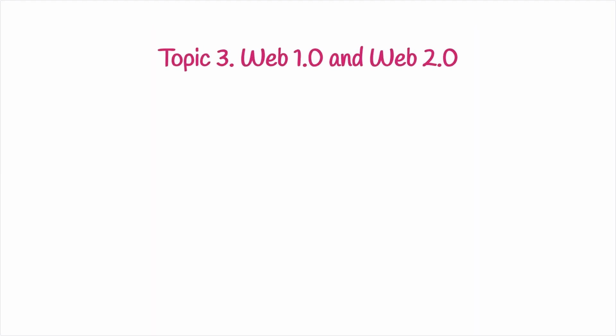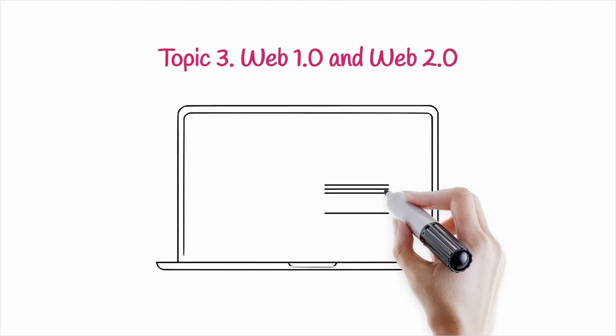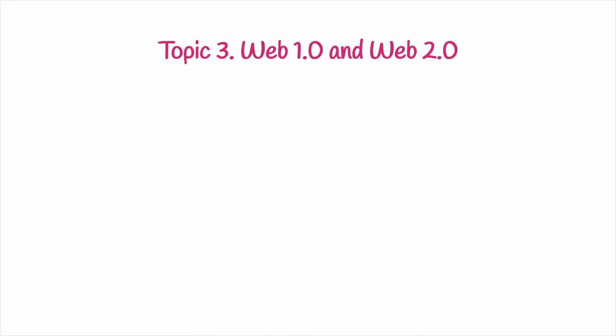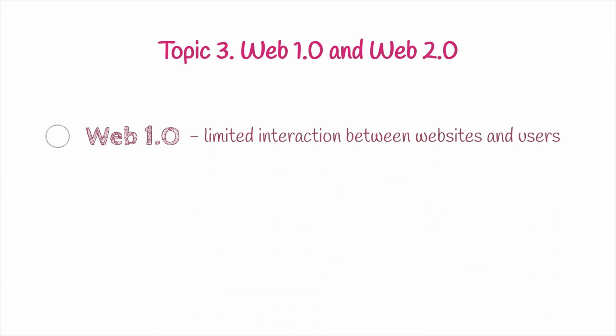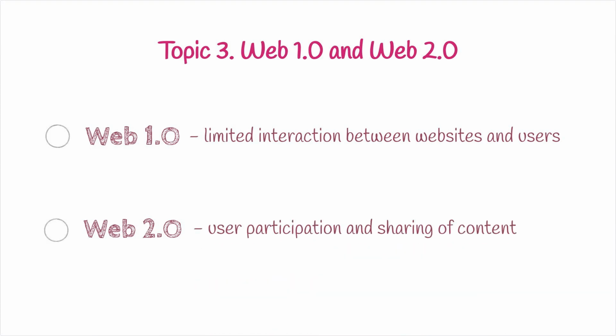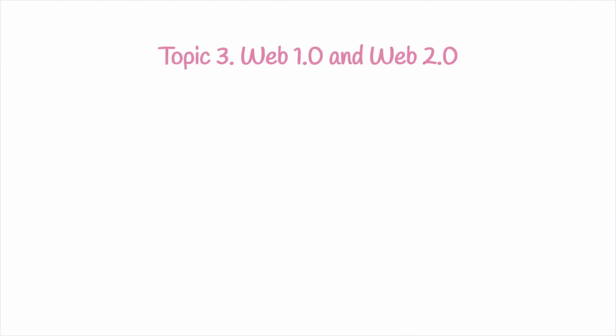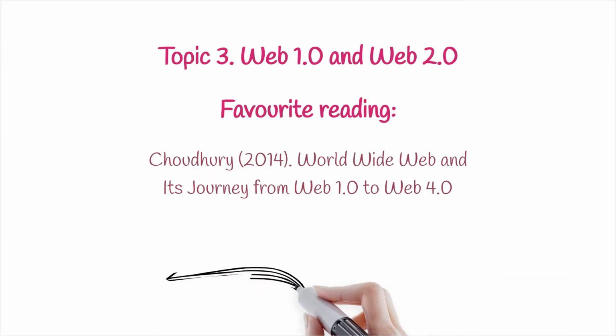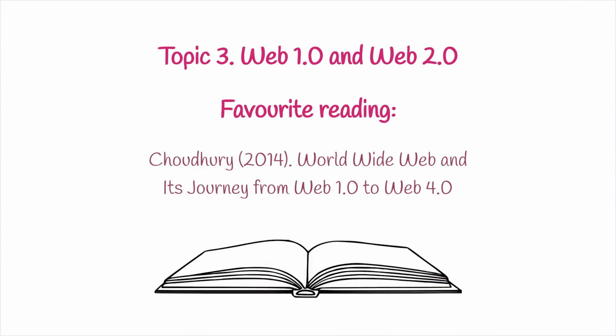Before this presentation, I didn't know there had been different versions of the web, which made it even more fascinating for me. I learned that Web 1 allowed very limited interaction between websites and users, while Web 2 initiated a lot of user participation and sharing of content, especially on social media. The reading by Nupur Chaudhry further discussed the next stages of the web, 3 and 4.